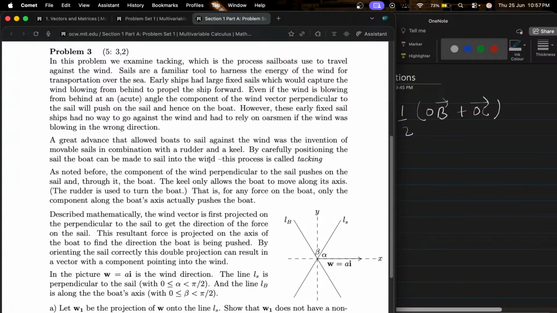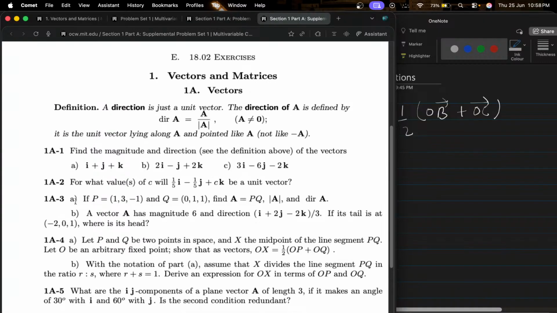I don't know what this question is, so it must be an interesting one. I have to build a thought process for it. So what are these supplementary problems? Let's see once. Section 1 part supplementary problems. Okay, let's see what these supplementary problems are. So these are more problems which we can solve, right? Okay, it's cool.